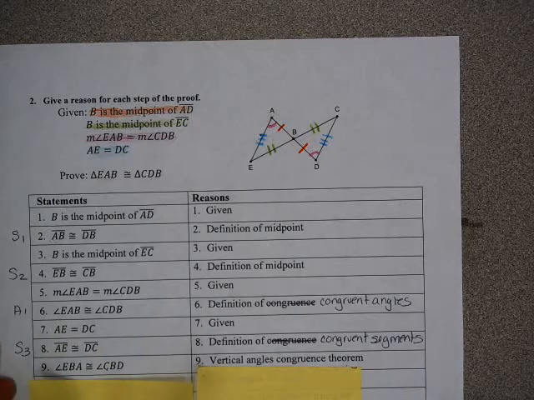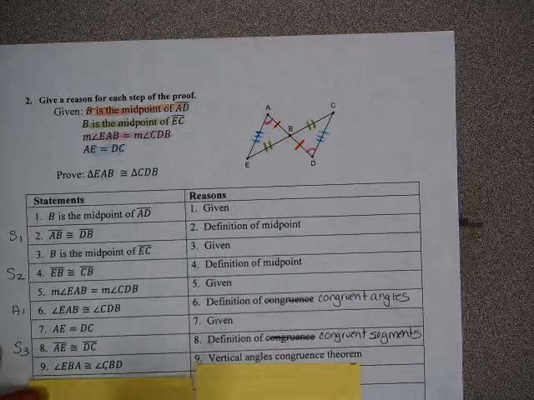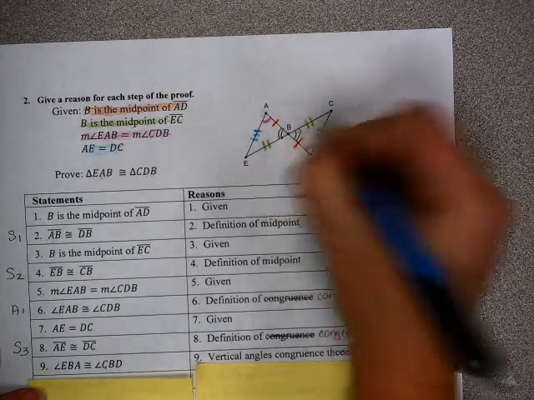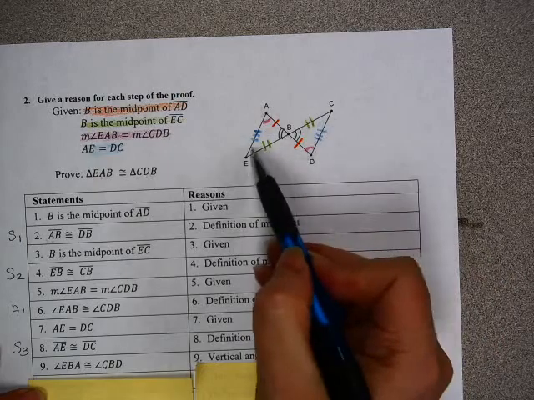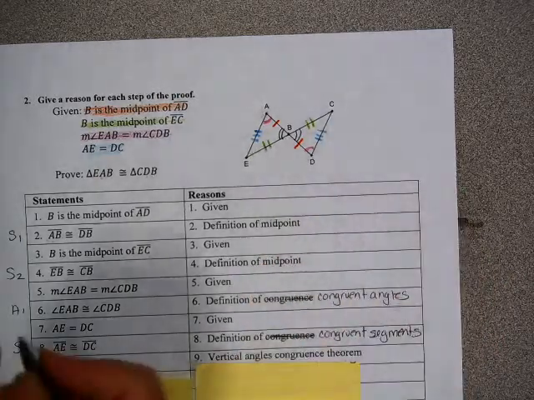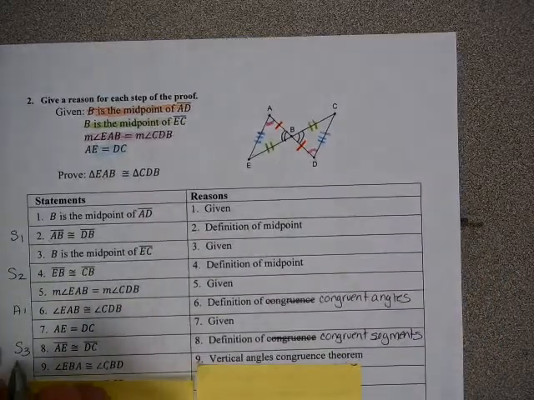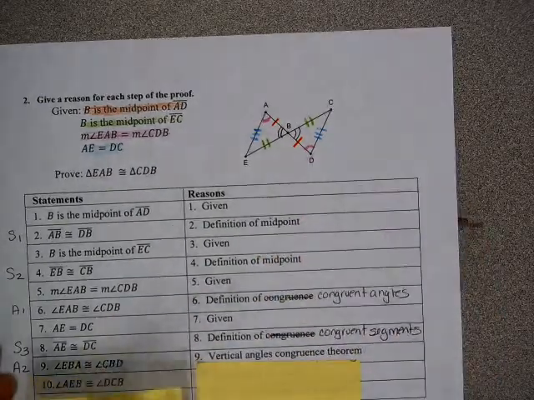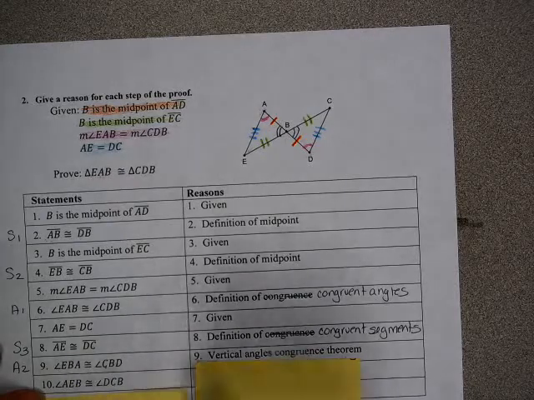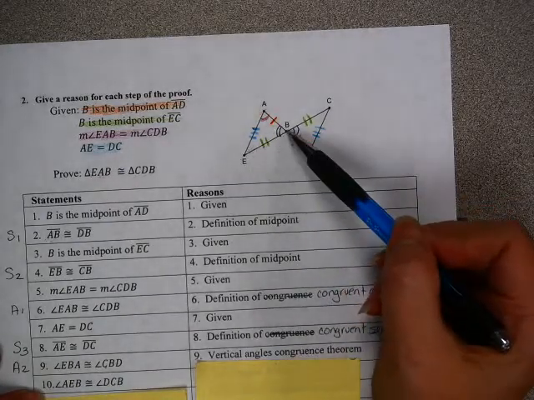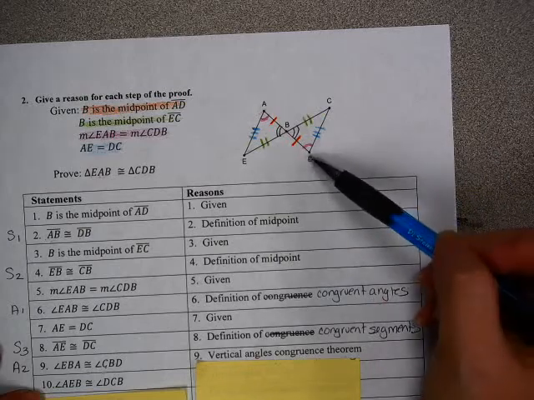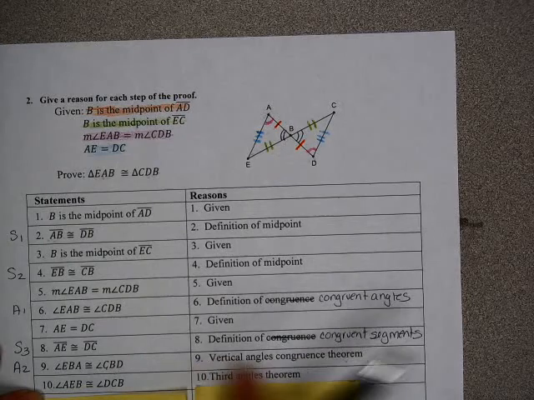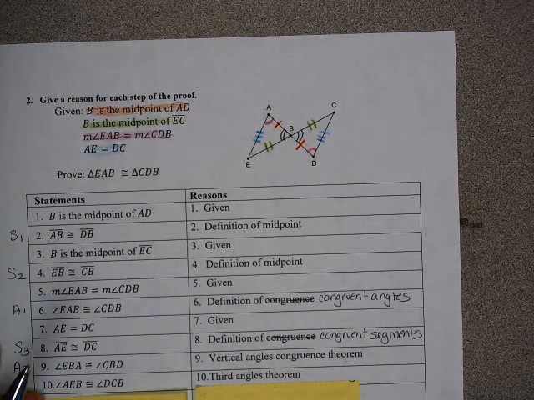Then, since this one, I'm going to use 2 marks here and 2 marks here. So then this would be my third set of angles. This is my second set. So my third set is going to be this one here and this one here. So that's AEB, congruent to DCB. And that's because of the third angles theorem.